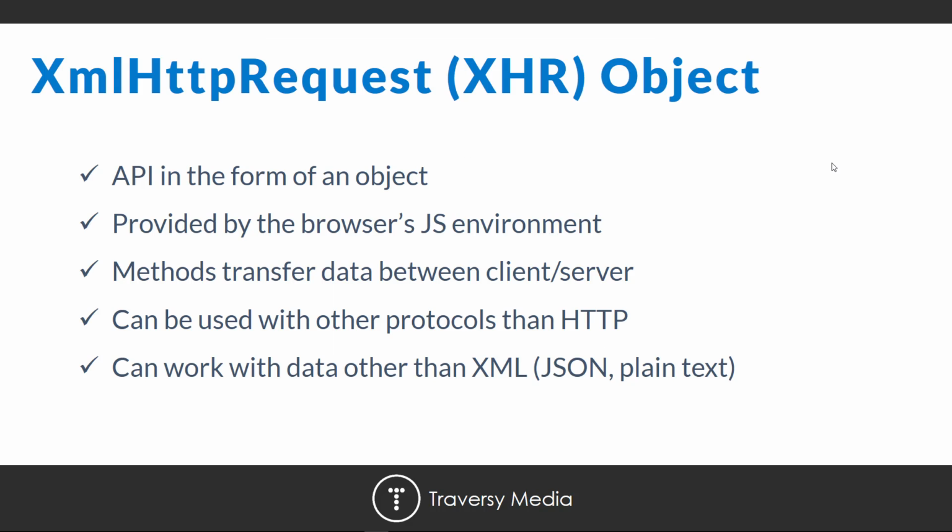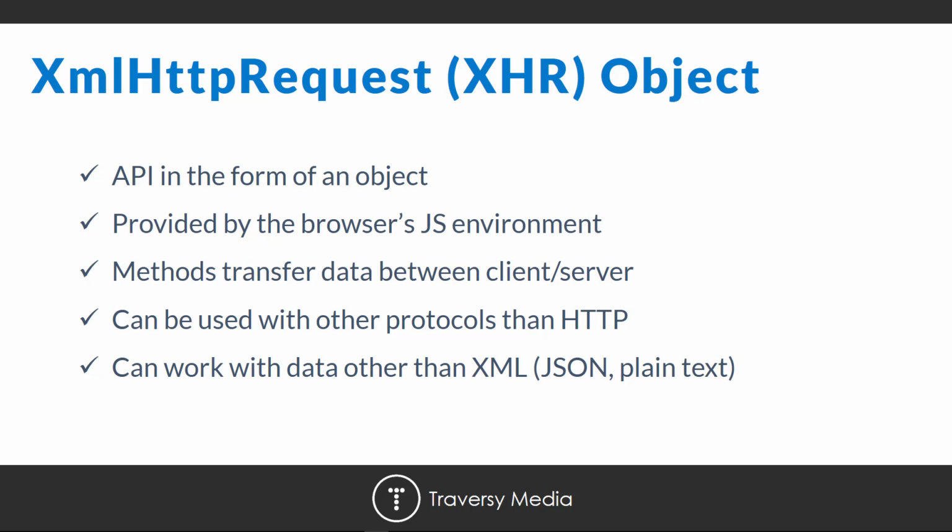Now, like I said, this happens through something called the XML HTTP request object, also called the XHR object. This is actually an API in the form of an object. What I mean by an object is that it has properties and methods attached to it. And this is actually provided by the browser's JavaScript environment.